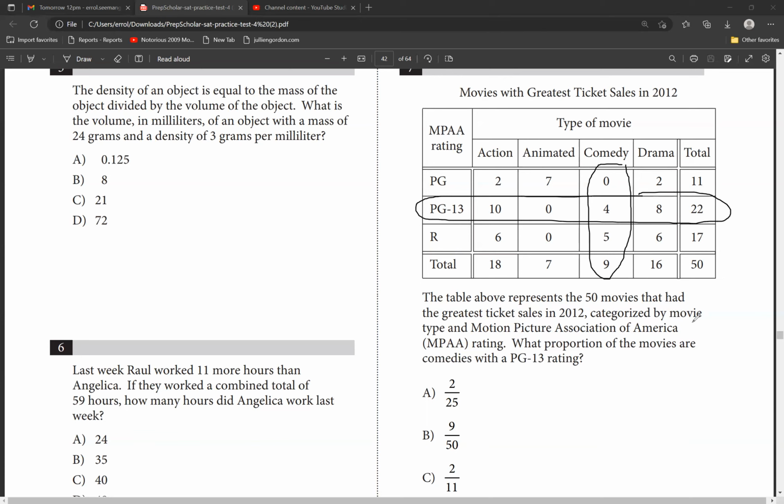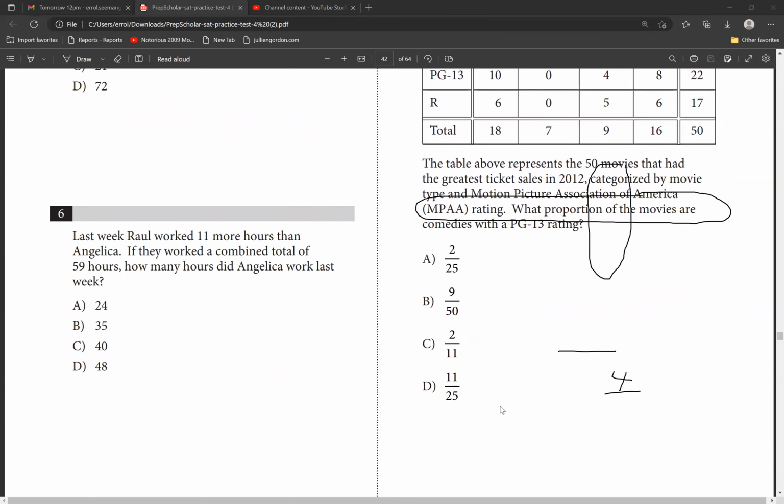So that's four comedy movies with PG-13. Say it again. That's four comedies that are PG-13. Yes. What proportion of movies are comedies with a PG-13 rating? So four out of what? 31? Would it be 31? 9 plus 22? Let's see the answers. Okay, 4 out of 31 is not even a choice.